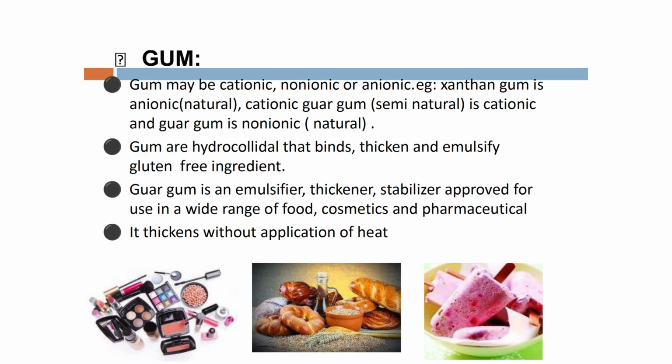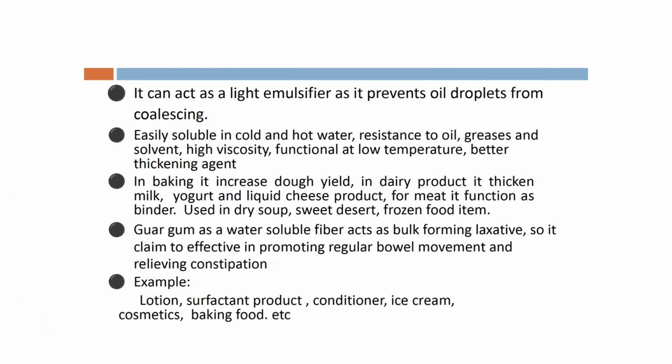Guar gum has many useful properties. It can act as a light emulsifier by preventing oil droplets from coalescing or merging. It's easily soluble in both cold and hot water, it's resistant to oil, greases, and solvents, it provides high viscosity, it's functional at low temperatures, and it's an excellent thickening agent. Its uses are vast. In baking, it increases dough yield. In dairy products, it thickens milk, yogurt, and liquid cheese.